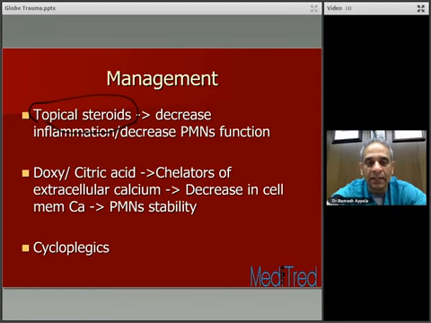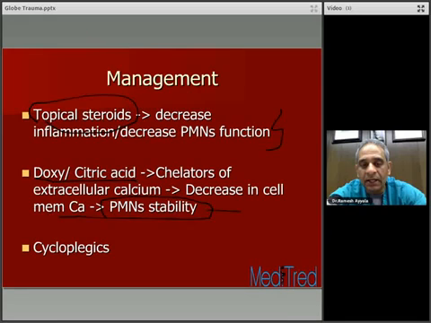Prednisolone would be an ideal choice here for the first 2 weeks. At the end of 2 weeks, you want to decrease the topical steroid usage. The reason why is to decrease the likelihood of stromal melt. And then consider using doxy or citric acid. These are chelators of extracellular calcium that decrease the cell membrane calcium and results in the white cell stability. Once the white cells become stable, they're less likely to release collagenolytic enzymes that can cause collagenolysis in stromal melt.